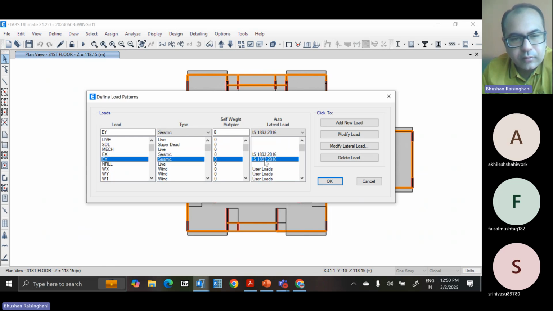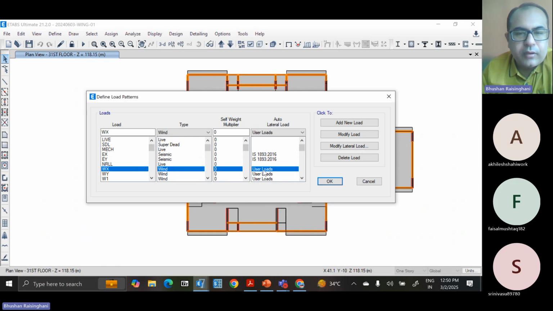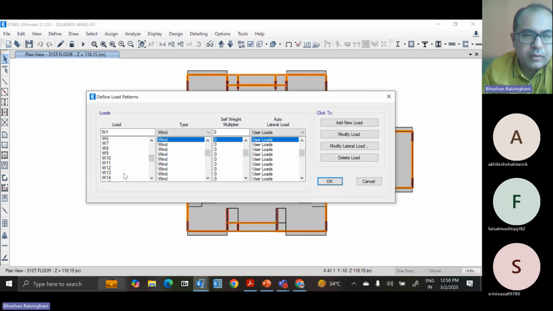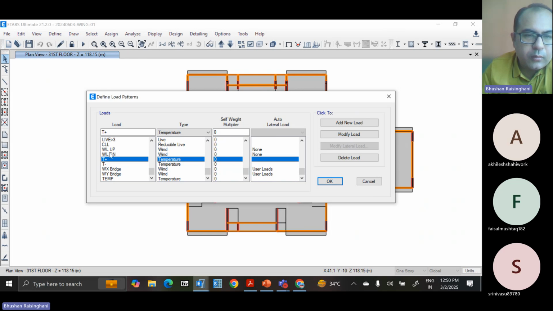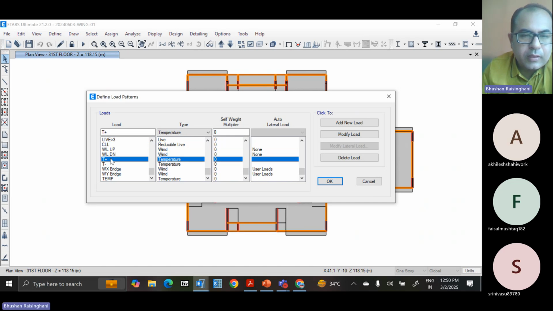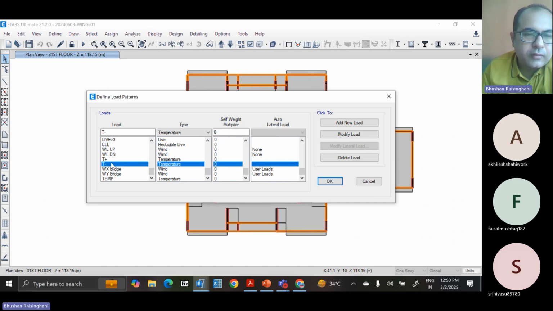So earthquake load is defined. However, the wind load has been defined by them in a different way. So you can estimate and also apply it here, in X and Y direction, then different cases are generated based on your requirement. Temperature, wind load up and down, then this is the reducible live load. Some collateral loads are also there. Temperature plus minus temperature effect.